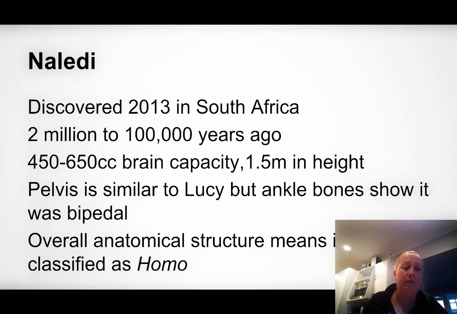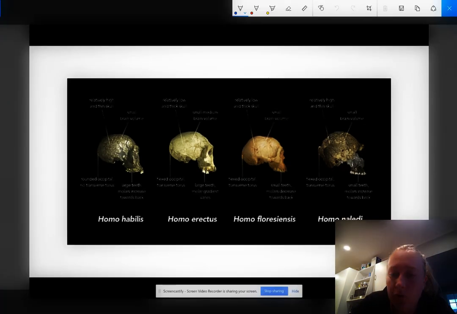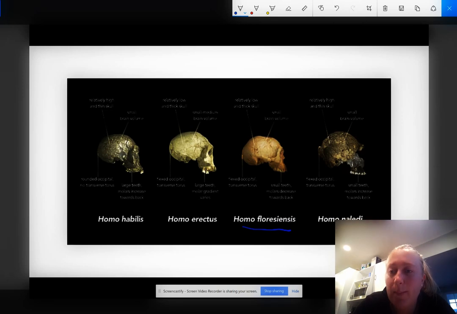So overall, they were classified as Homo naledi because of their anatomical structure, and they were more human looking than the other species. So this is Homo naledi here. Let me have a look at this one. Not much bigger in size than the hobbit that we were just talking about. Still got that same small brain volume. The teeth are a little bit more human-like. So we're saying that this is more recent and this is older.